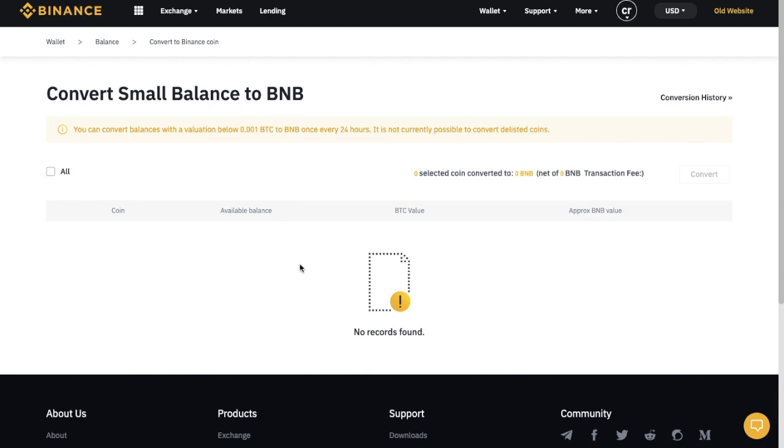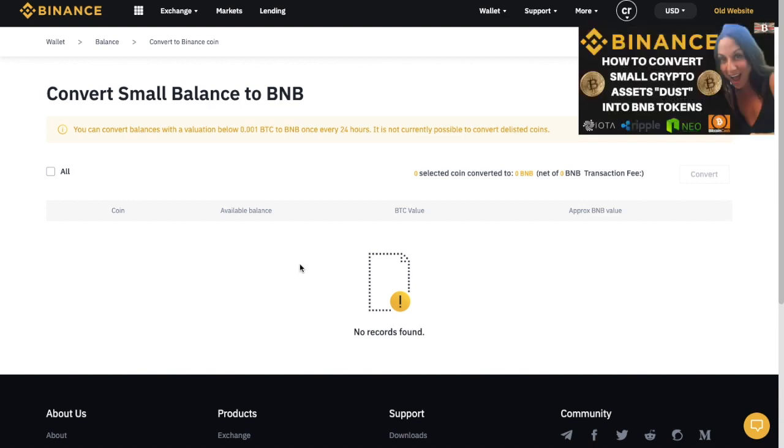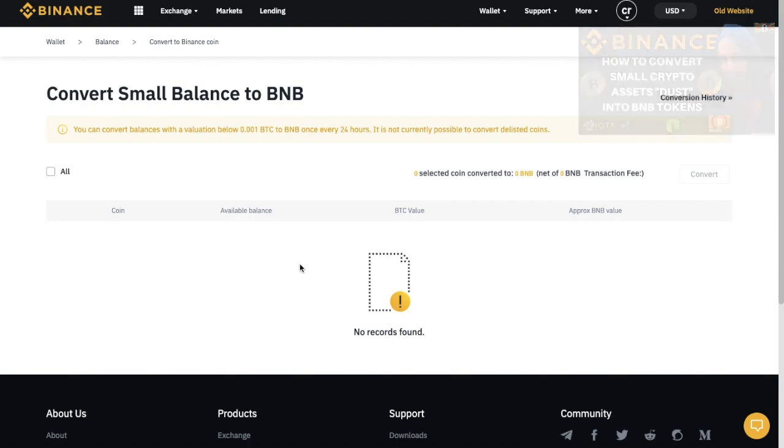However, I've actually done a full tutorial and video around how you actually do this. So what I'll do is I'll pop that in the top right hand corner now.